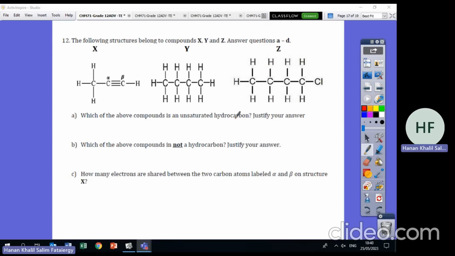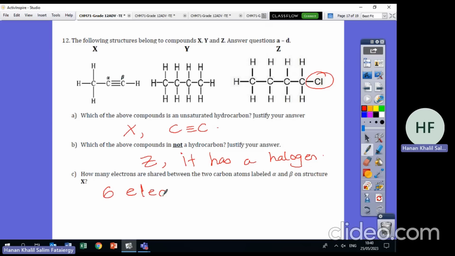Which of the above compounds is unsaturated, means having double bond? It is X. Why? Because it has triple bond. Which is not a hydrocarbon? Of course Z. Why? Because it has a halogen. How many electrons are shared between this one and this one? Of course you can say 6 electrons or 3 pairs of electrons.